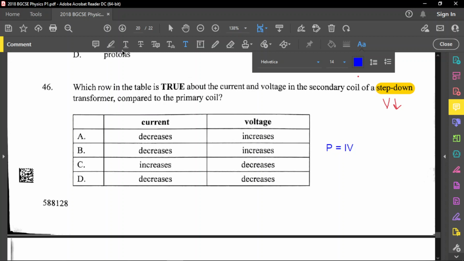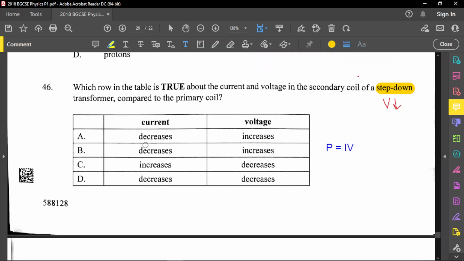Firstly, let's look at the options. For step down, we say that voltage must decrease. Option A says an increase in voltage, so that is not correct at all. This one is also not correct because the voltage must decrease, so these two are out so far. But to maintain the same power, if you decrease the voltage, you must increase the current to have the same value.